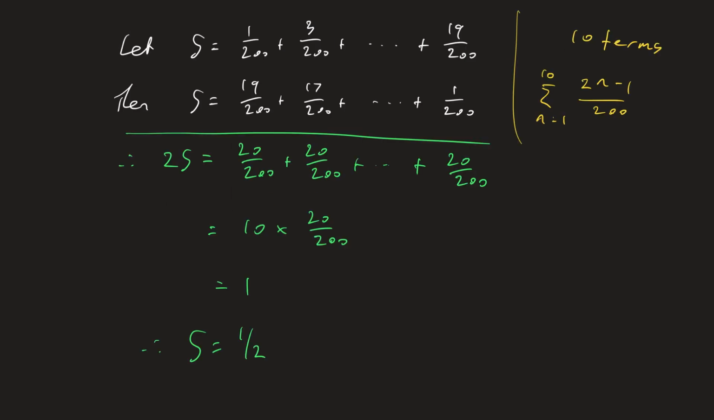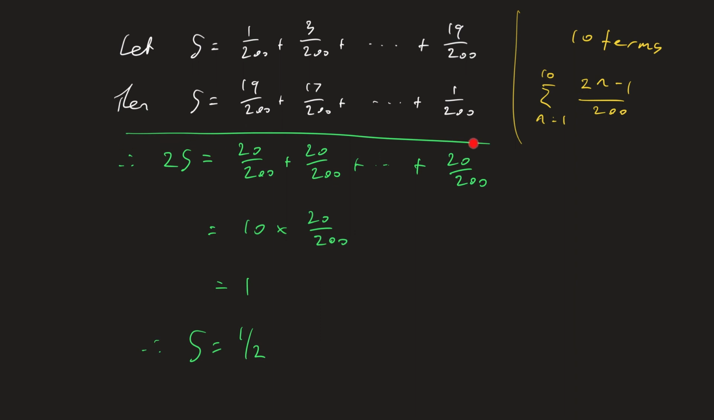Rather than perform this by hand, there's a fast way of computing it. Let S denote the sum that we care about, 1 on 200 plus 3 on 200 up to 19 on 200. Then S can also be written in the same way, just reversing each term. So 19 on 200 plus 17 on 200 plus down to 1 on 200.